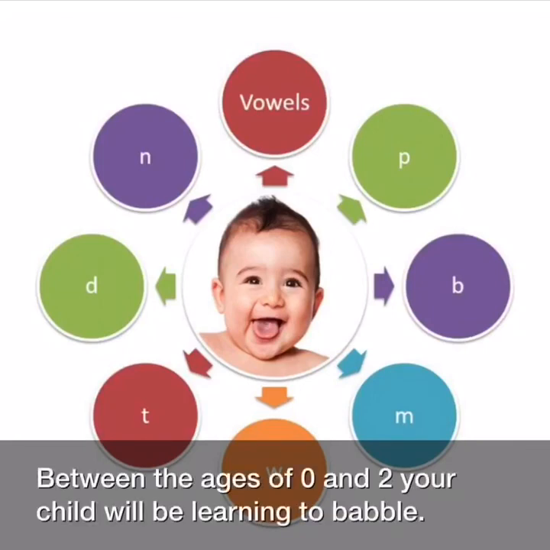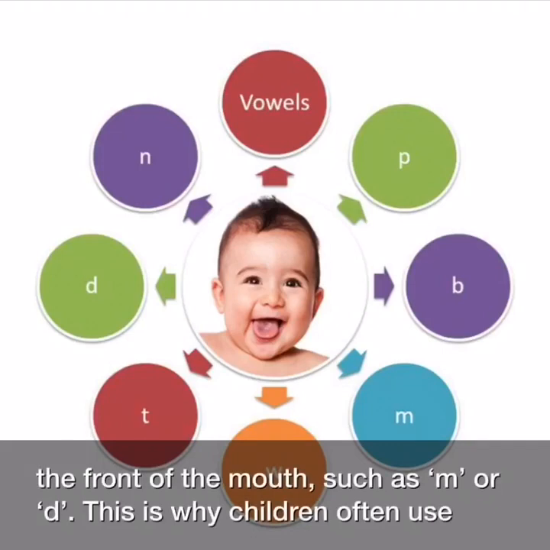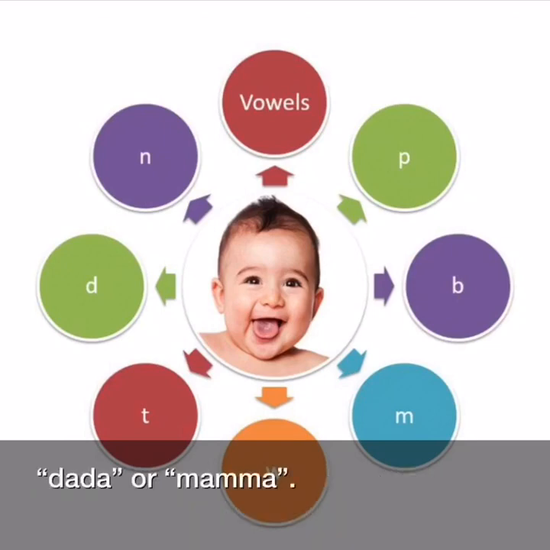Between the ages of 0 and 2, your child will be learning to babble. Children often babble using vowels and short consonant sounds made at the front of the mouth, such as b or d. This is why children often use dada or mama.